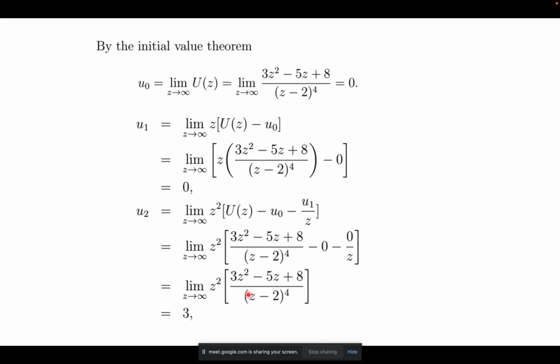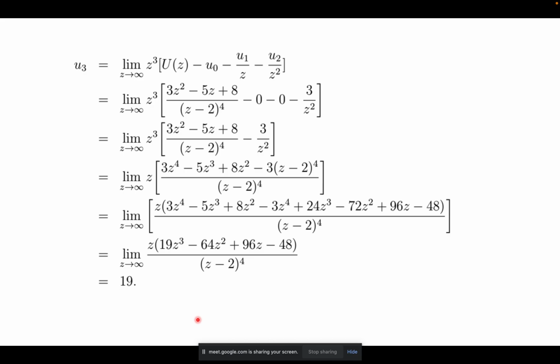So here if you use the L'Hopital rule, you will get the limit as z approaches infinity, u2 will be 3, because the coefficient of z power 4 in the numerator is 3, and in the denominator the coefficient of z power 4 is 1. So basically you get the value of u2 equal to 3. So now you know all the values, like you know u0, u1, and u2. Now you need to calculate the value of u3. So let's see how to do that.